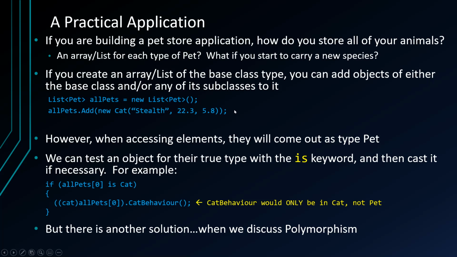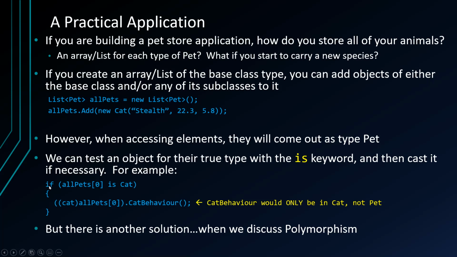When I go to pull those pets out later on, when I go to pull that cat out, so let's say I try and access element 0 of all pets, it's actually going to come back to me as a pet. It still has all the data and structure of a cat, but the program thinks it's just a generic pet right now. So I would have to do a little extra work. I can actually check its type with the is keyword. And then I could do some casting to actually apply any of its behaviors.